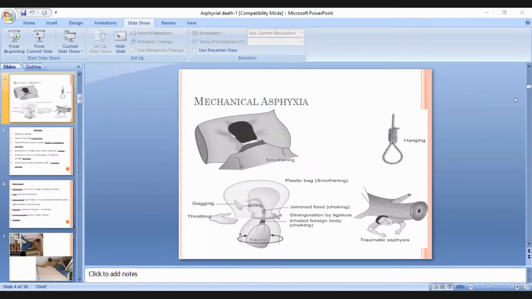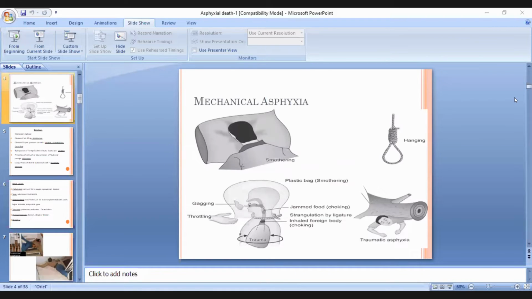suffocation. That is also known as plastic bag smothering. Okay, that obstructs the nasal passage and mouth. And then you go a little bit inside. If something is stuffed inside the mouth, that is known as gagging. That again causes obstruction in the airway. Asphyxia means, if there is any interference in respiratory passage by some kind of obstruction, then that causes asphyxia. So obstruction in the airway passage by some material is known as gagging.